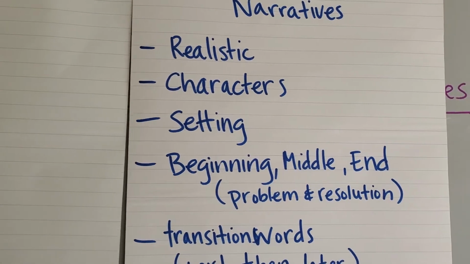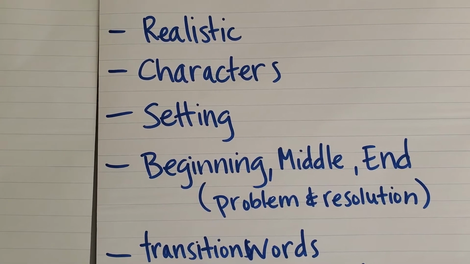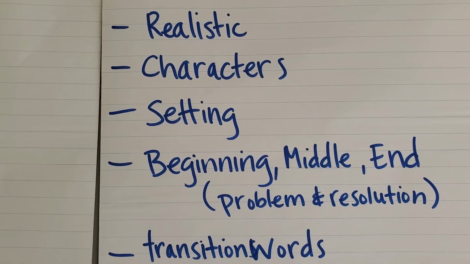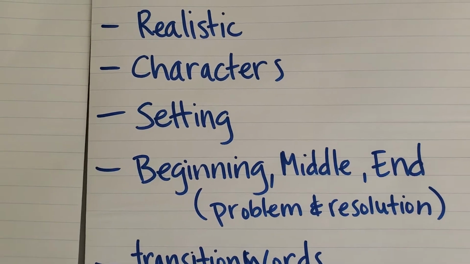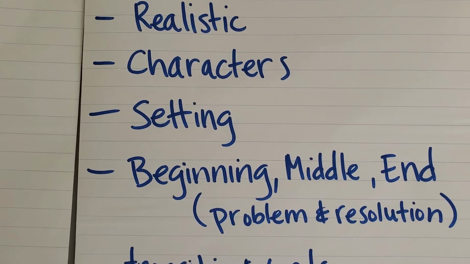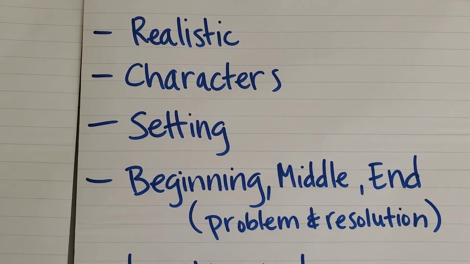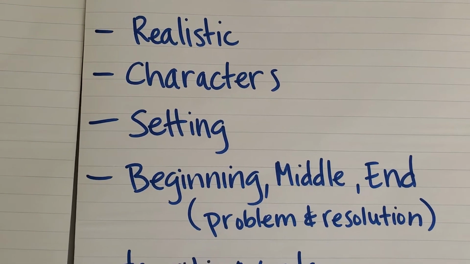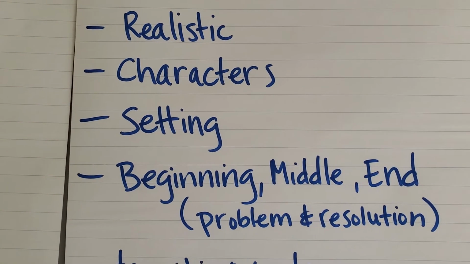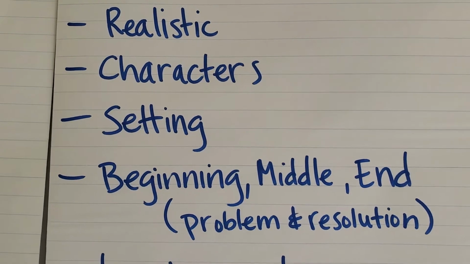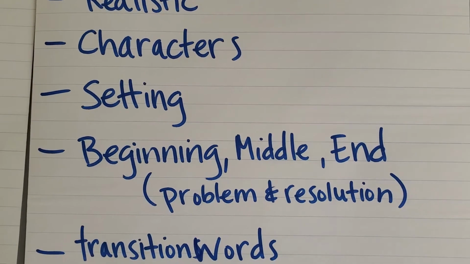Realistic meaning you can't write about dinosaurs. You can't write about spaceships. It's got to be something that could happen, and could happen in about 2020. It needs to have realistic characters. So again, no talking animals, no witches, no zombies, nothing like that, because those things aren't real and they're not realistic.